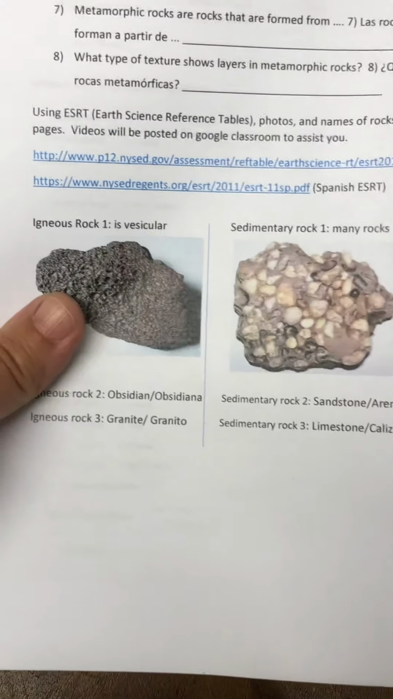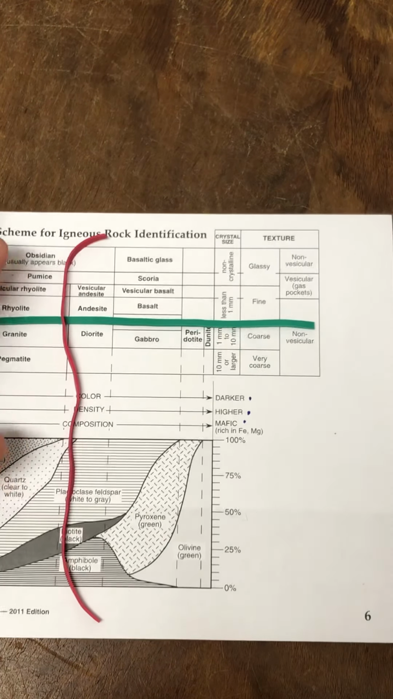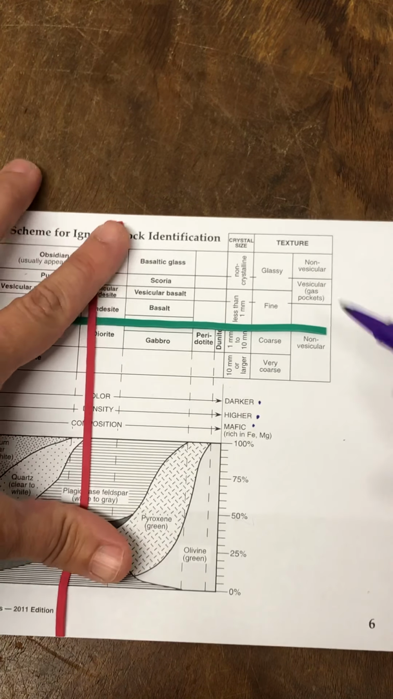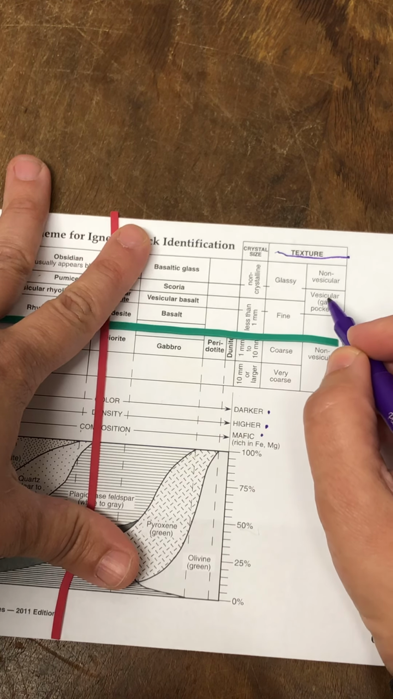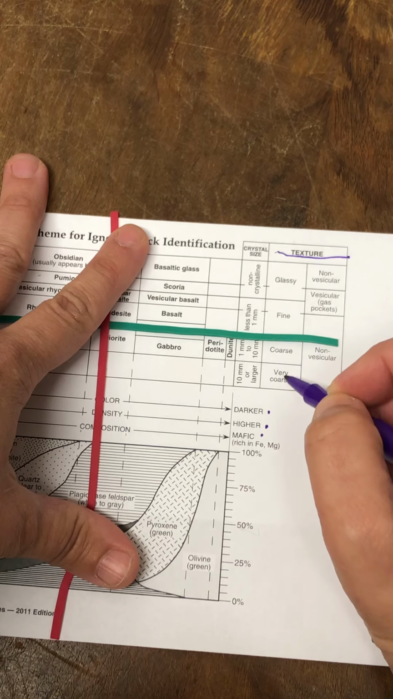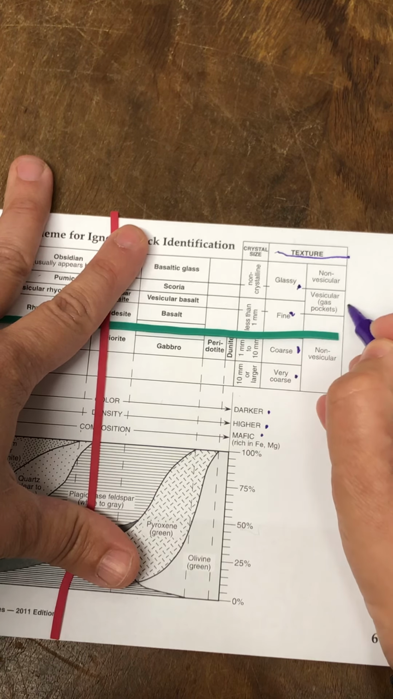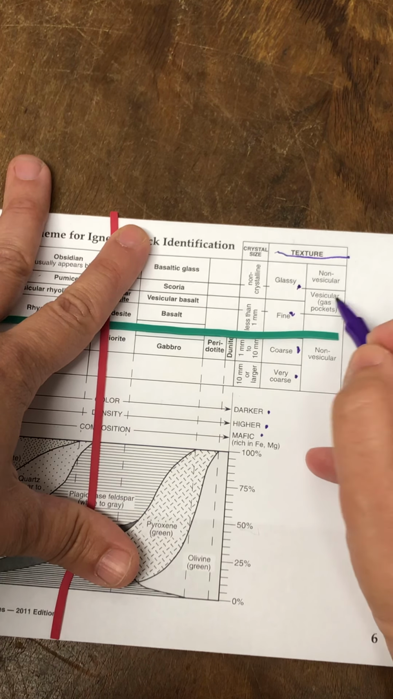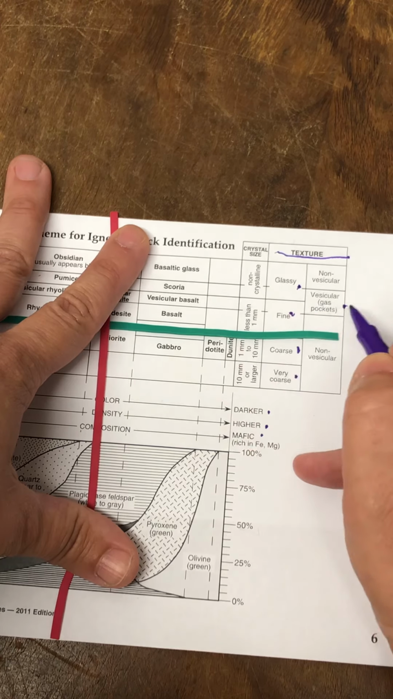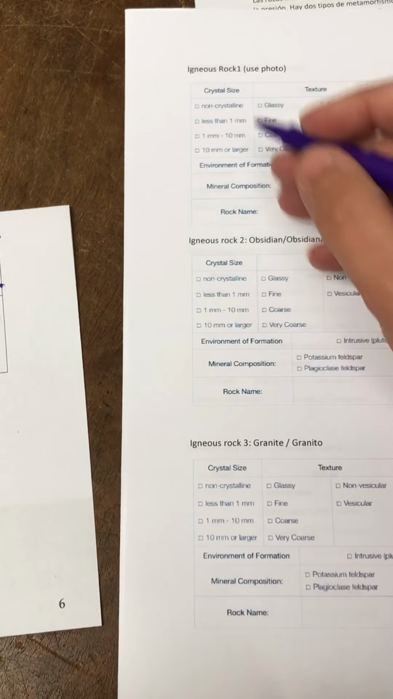So now for our vesicular rock. Let's see. We know the texture because I've given it to you. I specifically said it's vesicular. So under textures, we have glassy, vesicular, fine, coarse, and very coarse. Those are the important ones, okay? Because if I say, oh, it's non-vesicular, well, then that could be any of these other rocks except for this row. But now that we know the texture is vesicular, I'm going to check that off, okay?